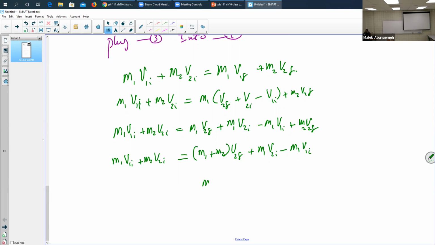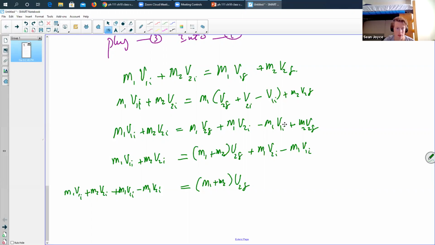That means your M1 plus M2 for V2F, the one that we're trying to find, right? Because that's what we're trying to find. We're trying to find the final velocity for 1 and 2. So this is going to equal M1 V1 initial plus M2 V2 initial plus M1 V1 initial minus M1 V2 initial. Is that right? That looks about good, I think. I'm not exactly sure, but you got the algebra right.